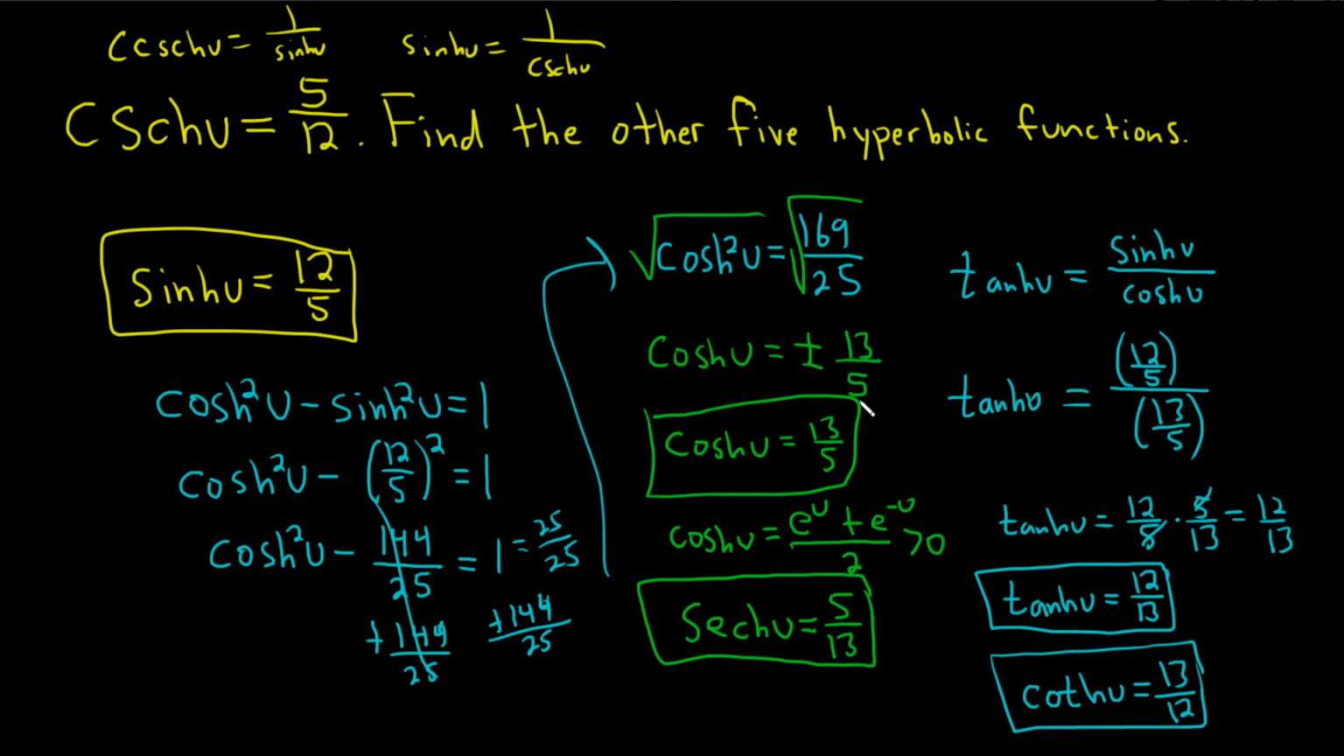We have the other five hyperbolic functions. Kind of a fun problem. This one wasn't too bad. I think this is a really intuitive first step, and then just using this identity is really the key. Once you have sinh and cosh, you can use this. And once you have cosh and sinh, game over, or game on rather. You could find the rest of them pretty easily.